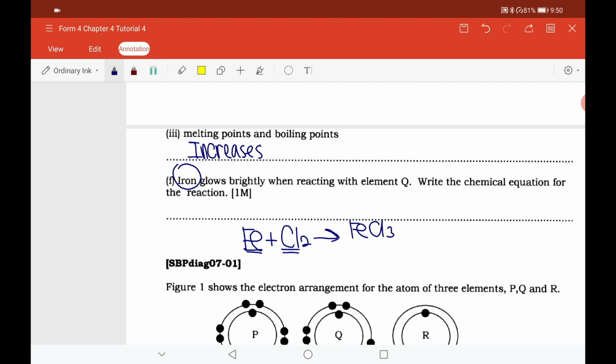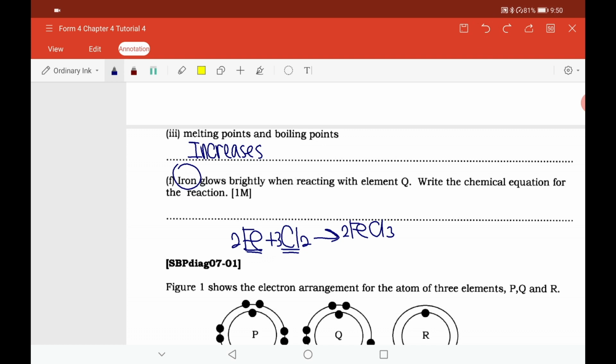So you can put a 3 here and 2 here to balance it, and you put a 2 here. Okay, so after you balance the equation, then you modify. So now, do they want the chlorine? Nope, they want element Q. So you change all the Cl here to become Q.